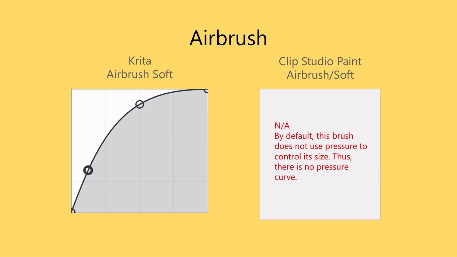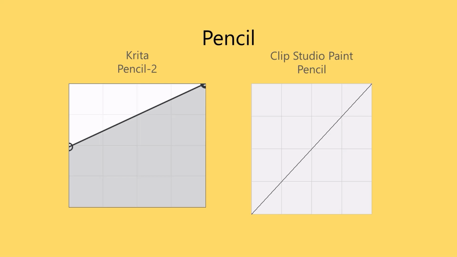And now the airbrush. For Krita, it uses a basic curve that bows up. Surprisingly, the airbrush soft brush in Clip Studio Paint by default does not use pressure at all to control the size of the brush. The pencil brushes are also quite different.